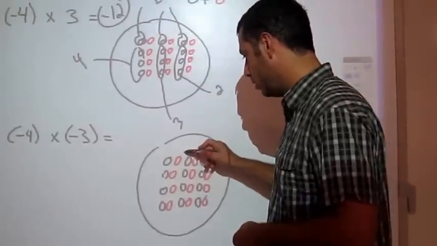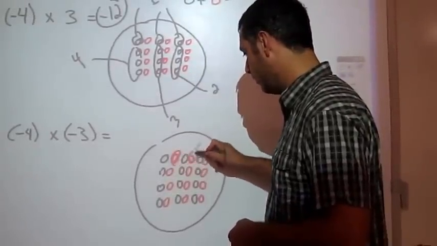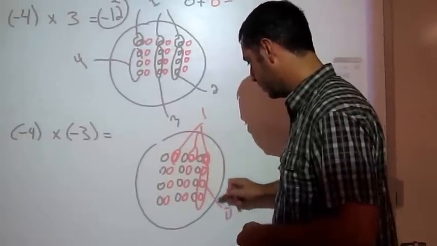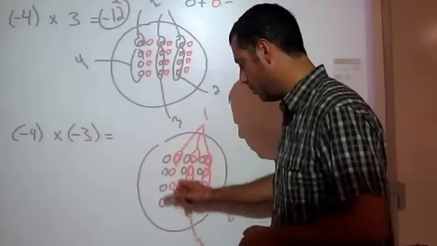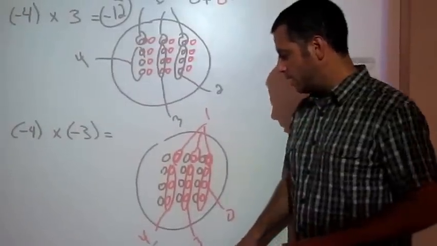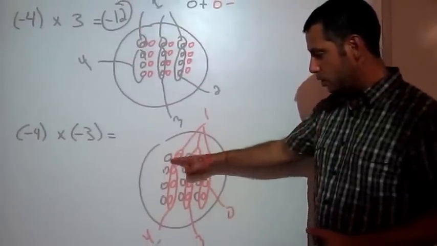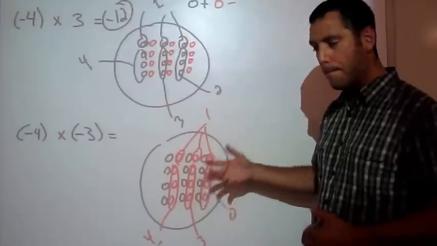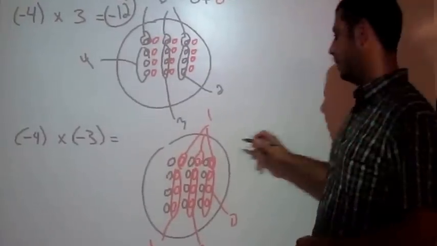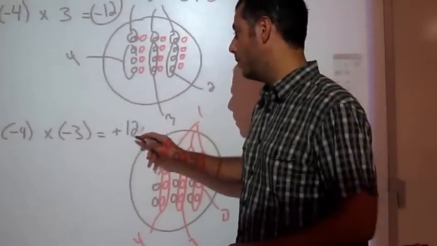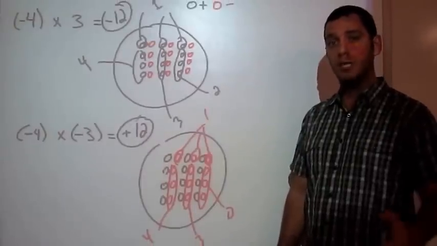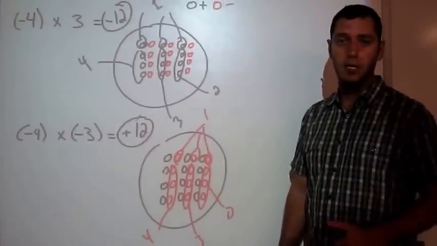So I'm going to remove these. It's my first set of 3. It's my second set of 3. My third. And my fourth. And this time I'm left with 12 positive tiles. So that means that my answer is positive 12. So you can use a number line or tiles to represent the multiplication of integers.